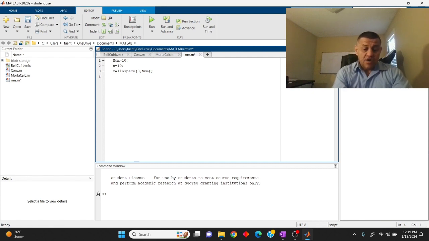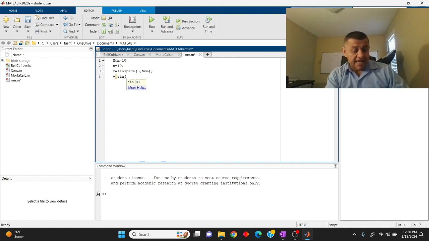Now we will say that y equals something. Sine of what? Sine is going to be of the... we need to plot this, so we need evenly spaced vectors. So what we need to create is a linear space in between that evenly distributes that, the linear space vectors.